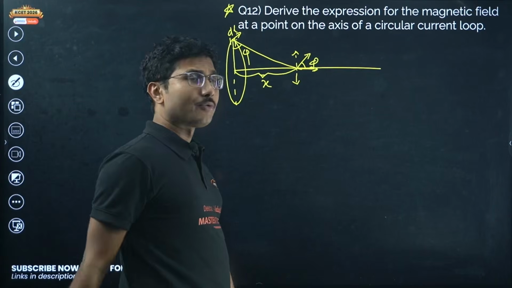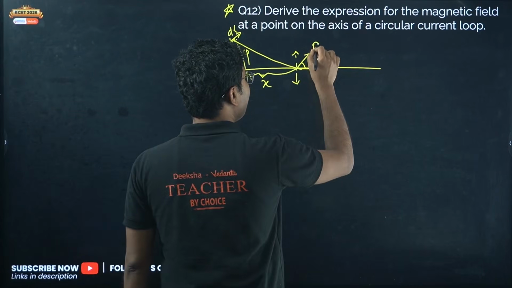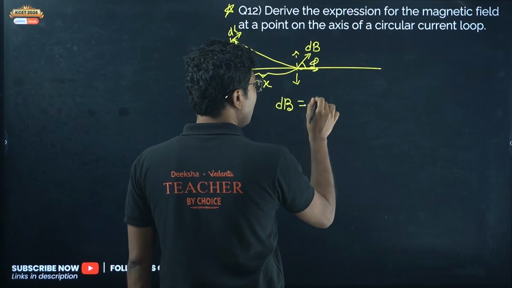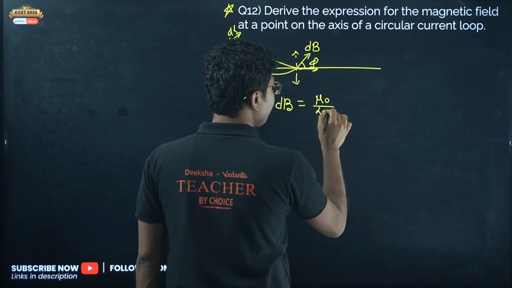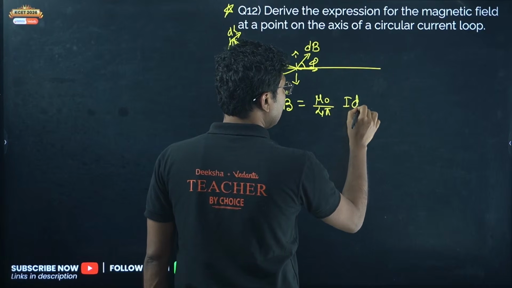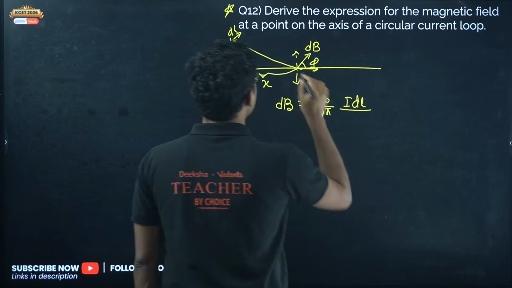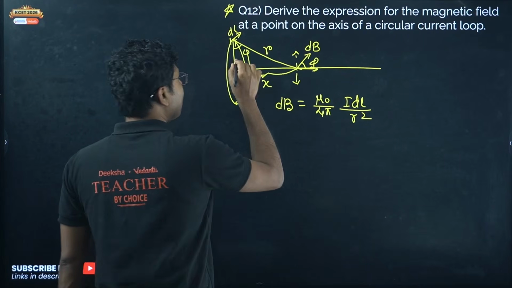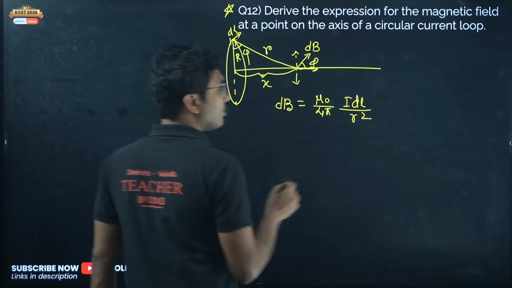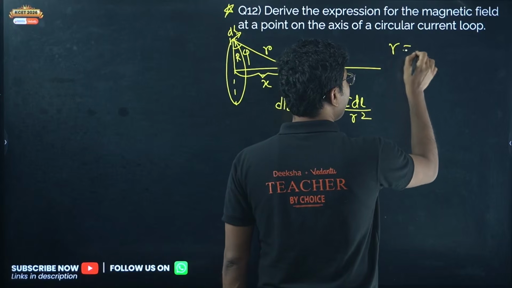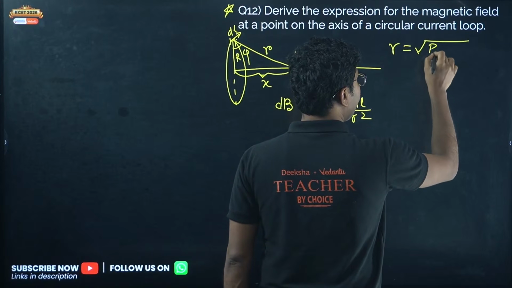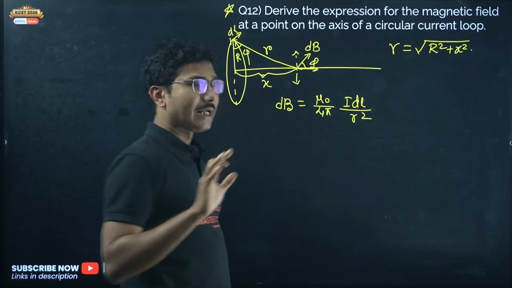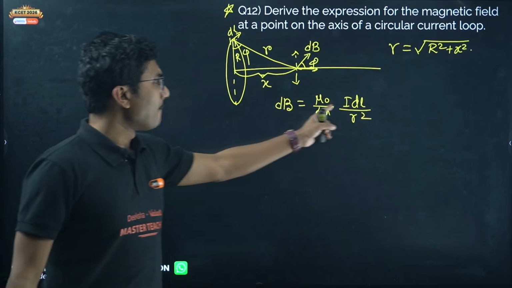But first, obviously, we have to apply Biot-Savart's law. So the magnetic field dB, obviously a small element dB, is given by mu naught by 4 pi, I dl divided by r square, right? And suppose this is capital R, this is small x, so small r is actually, according to Pythagoras theorem, the square root of capital R square plus x square. So we will put that in a while, not now, but for now this is the magnetic field.